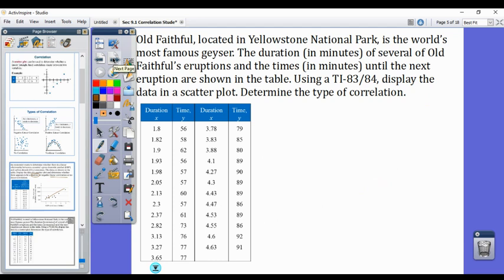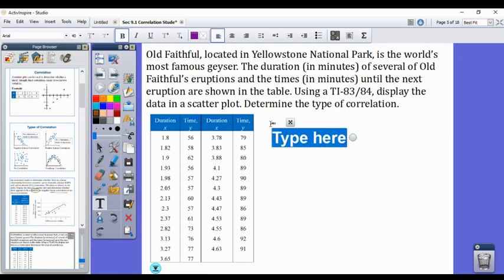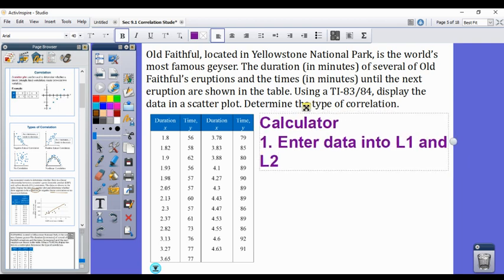We are going to learn to do this in the calculator, all right? So what you're going to do, let me write the steps down first. The first thing that you're going to do is enter your data into L1 and L2. To get to your list, remember you have to hit stat and then edit.